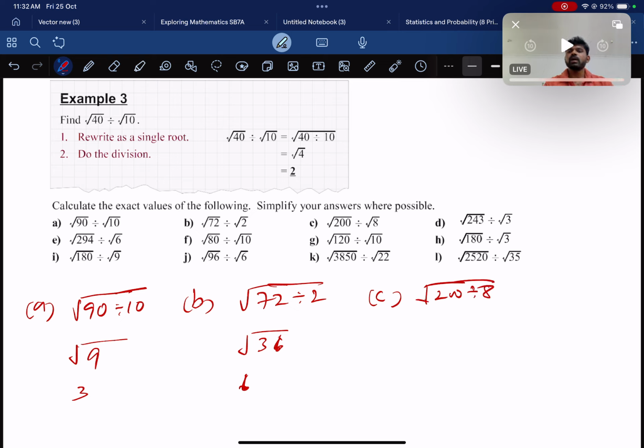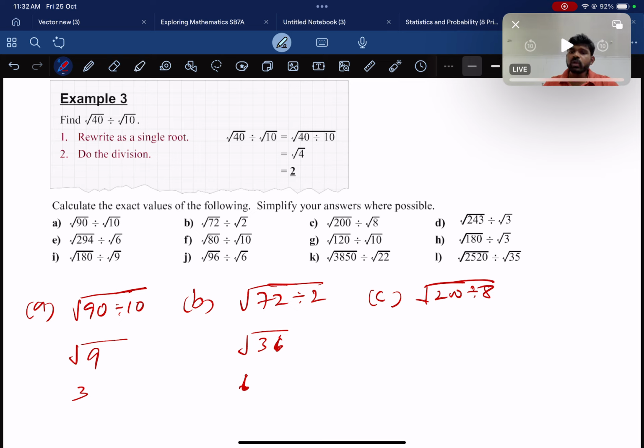Make sure that you don't use a calculator for the surds. I believe calculators will not be allowed particularly for the surds chapter. So make sure that you do all of this without the calculator. It's not that difficult, dividing the surd values. It's just simple multiplication and division.